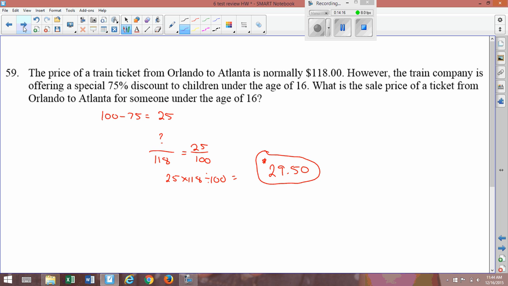The price of a train ticket from Orlando is normally $118. However, the train company is offering a special 75% discount for children under 16. What's the normal cost? I'm speeding up because we're running out of time. 100 minus 75 equals 25%. So we find 25% of 118. That gives you $29.50.